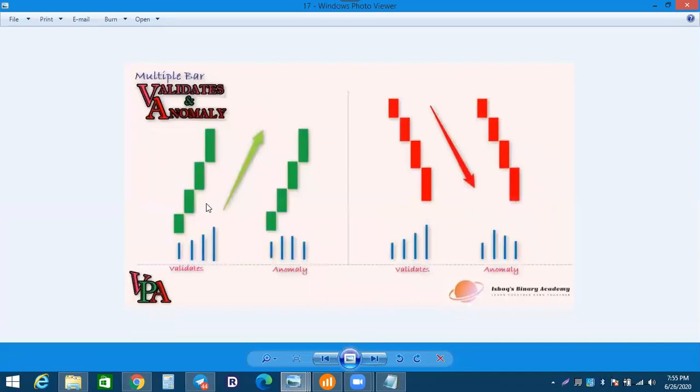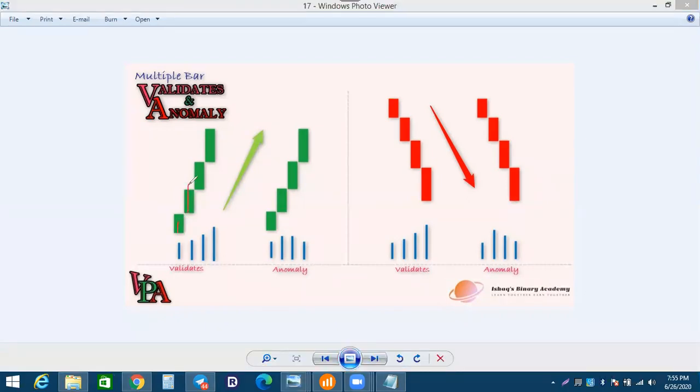So these are the multiple bars, multiple candles. When you find the candlesticks increasing in size and the volume is also increasing, that is a validation. When the candlestick rises and the volume also rises, that is a sign of validation. It means this trend will go longer. That is a sign of continuation. This trend will go even longer.